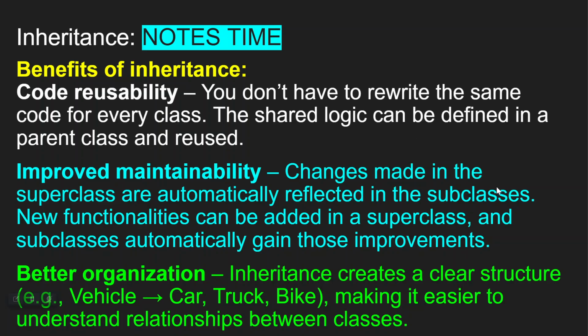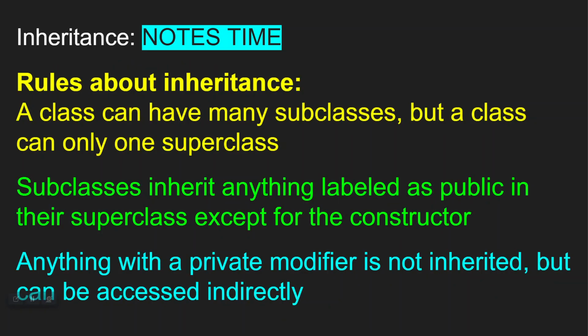Inheritance makes a clear structure. So for instance, the vehicle class leading to the car, truck, and bike subclasses. It just makes it easier to understand the relationship between the classes. You can see how certain classes come from other classes, and you just get better organization, and typically you end up with a program that's easier to read and easier to understand how it works.